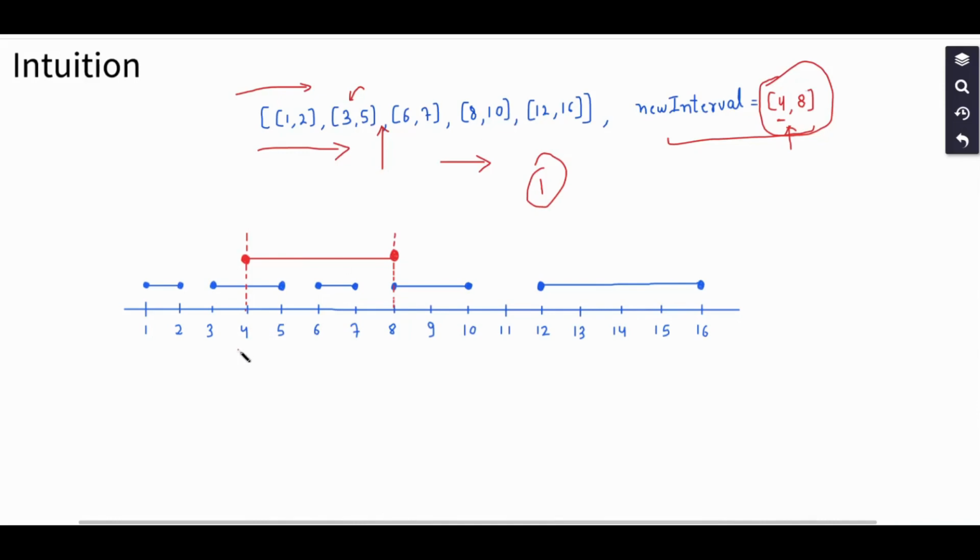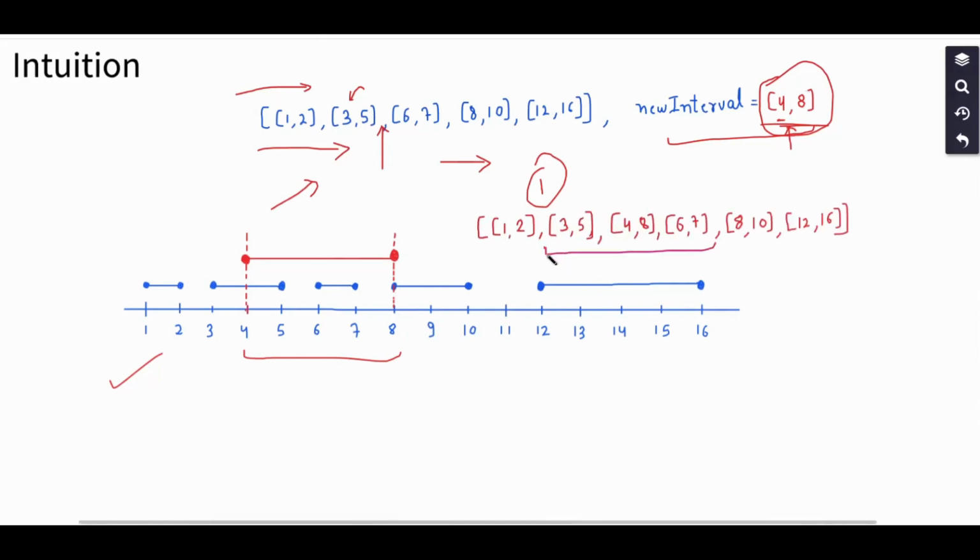For instance, after we have inserted our new interval into this array, we'll have this type of configuration, where the new interval 4 to 5 is represented by this red line. Here we can see that this newly inserted interval overlaps with the second, third and even fourth interval. So these four intervals are overlapping.